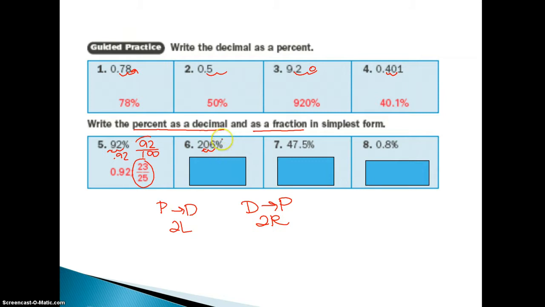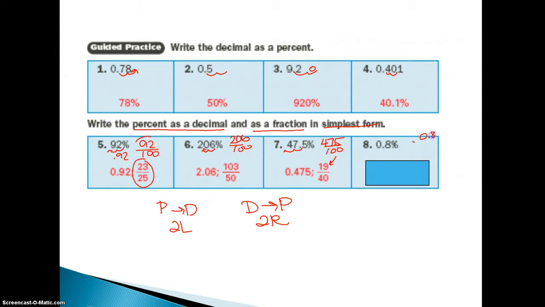Move the decimal point, 2.06. It's 206 over 100, which becomes 103 over 50. 712.475, and that is 475 over 100. We simplify it to 19 over 40. 47.5 over 100. Make sure you have that decimal point. This is 0.8 over 100 as a fraction, or 0.008, 8 thousandths, as a decimal.